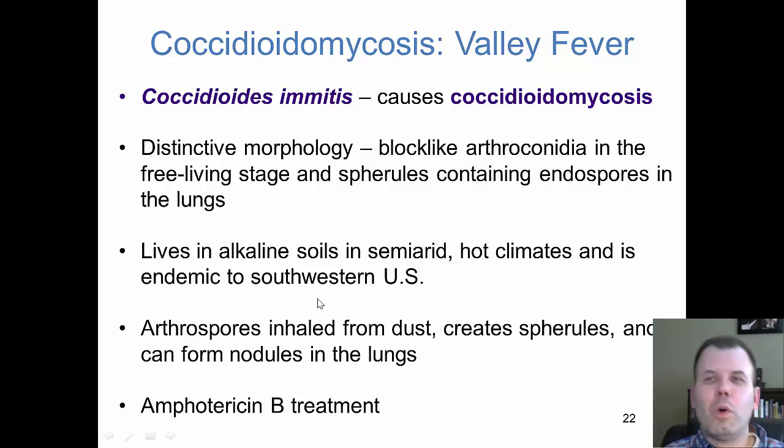And so we see this mostly in places like Arizona, California, New Mexico, and Texas. That's where you're going to see most of these things. And again, the warm, hot soils, so if you're going to do any digging, you're more likely to want to wear respiration and that stuff because these things can be brought up. Again, it's inhaled through the dust, creates these spiracles, and can form nodules in the lung. And again, amphotericin B is the treatment. So again, you're going to see that over and over again. Amphotericin B is primarily the treatment for a lot of these different types of drugs.